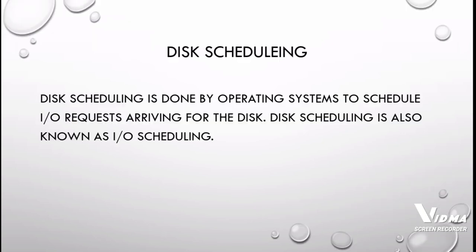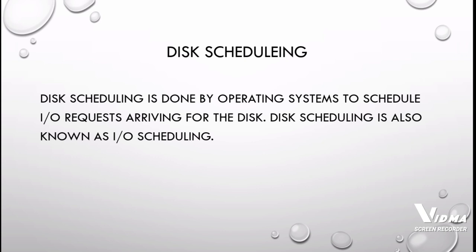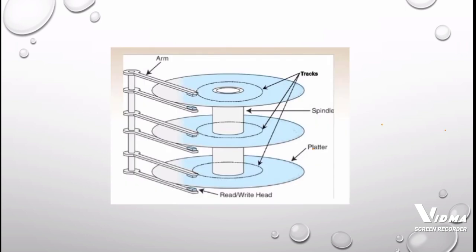So let's start. Introduction. What is disk scheduling? Disk scheduling is done by the operating system to schedule IO requests arriving for the disk. Disk scheduling is also known as IO scheduling. In simple words, a process makes an IO request to the operating system to access the disk. The algorithm that manages those requests and decides the order of disk access given to each request is called a disk scheduling algorithm. Okay, to understand this more deeply, let's proceed.